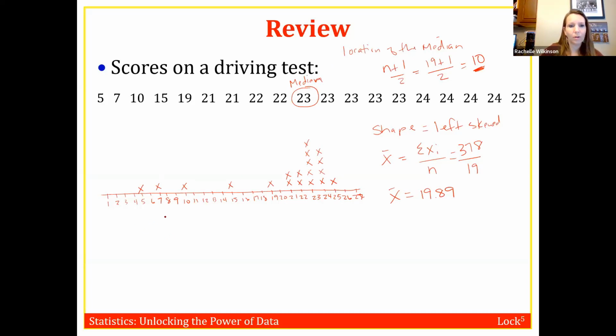All right, so I'm going to write down the whole 5-number summary here. We're going to have the minimum, Q1, the median, Q3, and the maximum. Now we've determined that the median is 23, so I can go ahead and find the rest of the numbers. Starting with the easy ones, let's find the minimum and the maximum. What's the smallest number in my data set? 5, exactly. What's the largest number in my data set? 25.